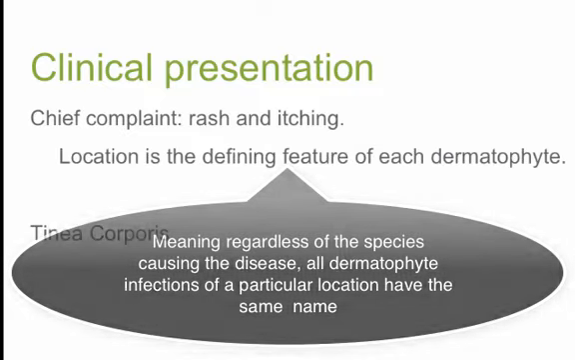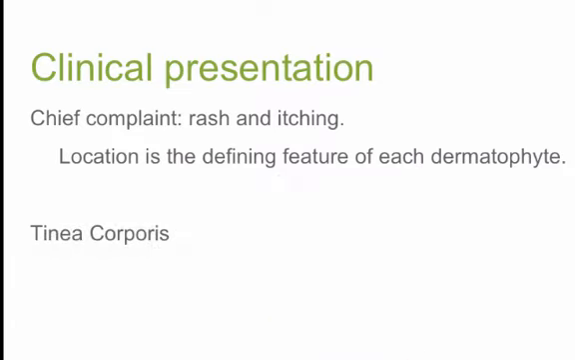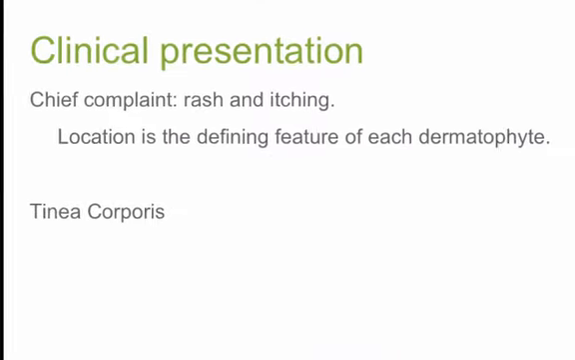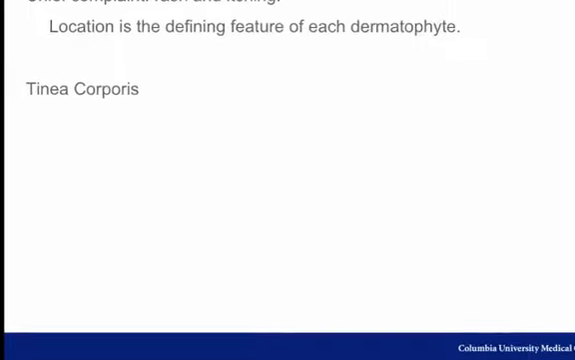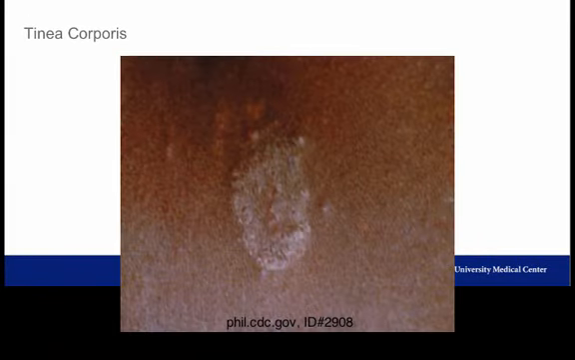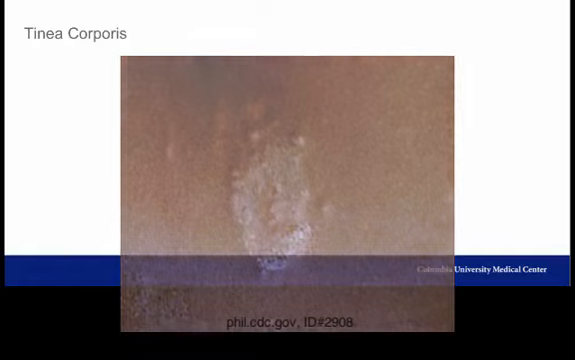Tinea corporis is the name for any dermatophyte infection anywhere on the body, with the exception of those occurring on the palms, soles, and the groin. Tinea corporis has the classic annular or serpiginous morphology with a central clearing surrounded by a circumferential erythematous plaque.